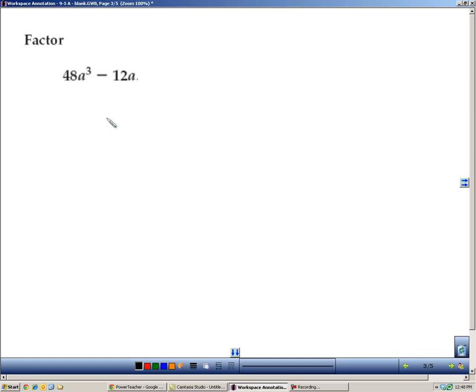Here's an example we're told to factor, but if you look at it, 48 is not a perfect square. Neither is a cubed, neither is 12, and there's nothing here that's a perfect square. So we can't use our difference of squares idea. But we can still factor.